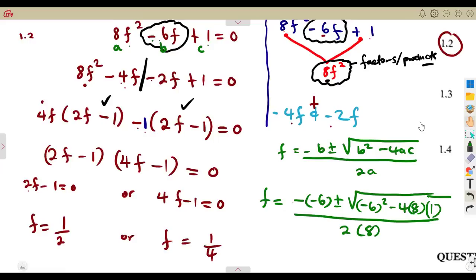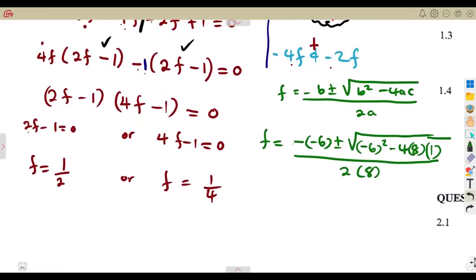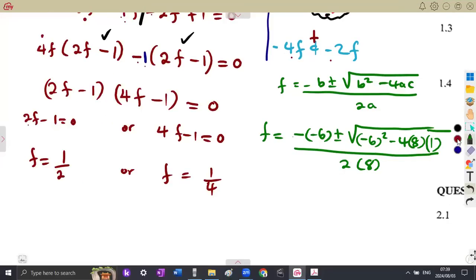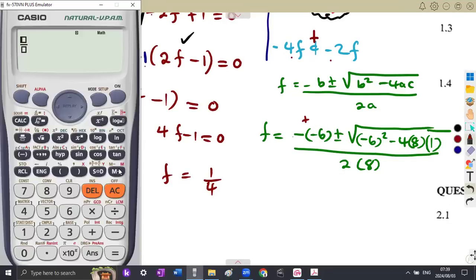You have your quadratic formula. Use that to prove, are these answers correct? So we can actually use that. All right, so in this case, I'm just going to use the calculator directly. That's a minus, and the minus here is going to be a plus. So meaning to say there, we're simply going to have 6 plus the square root of minus 6 squared. So I'm just going to put a bracket here, minus 6 squared minus 4 times 8 times 1. All right, divide by 2 times 8. And that is going to give us 1 over 2.